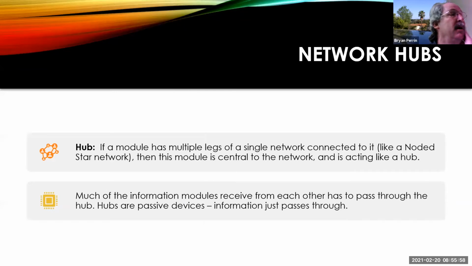So network hubs. If a module has multiple legs on a single network connected to it, like a noded star network, then the module is central to the network, is acting like a hub. So hubs move information. They don't translate information. Much of the information modules receive from each other pass through the hub, which are passive devices. The information just passes through. So they're kind of like a hub on your computer at the house, like a USB hub. We're just plugging more USB things in, and it's magically finding where it needs to go.